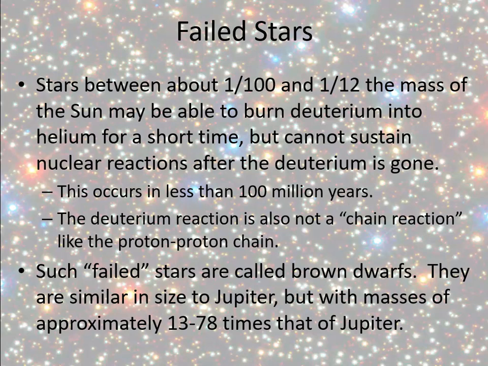However, if it's more than about 1/100th of our Sun's mass, in fact, to be more precise, putting it in terms of Jupiter's mass, if it starts off with between 13 and 78 times the mass of Jupiter, it turns out that the temperature in the core is high enough that you can actually have nuclear reactions with whatever deuterium happens to be present there. Remember, deuterium actually formed during the Big Bang, so there is a decent amount of it in our universe.